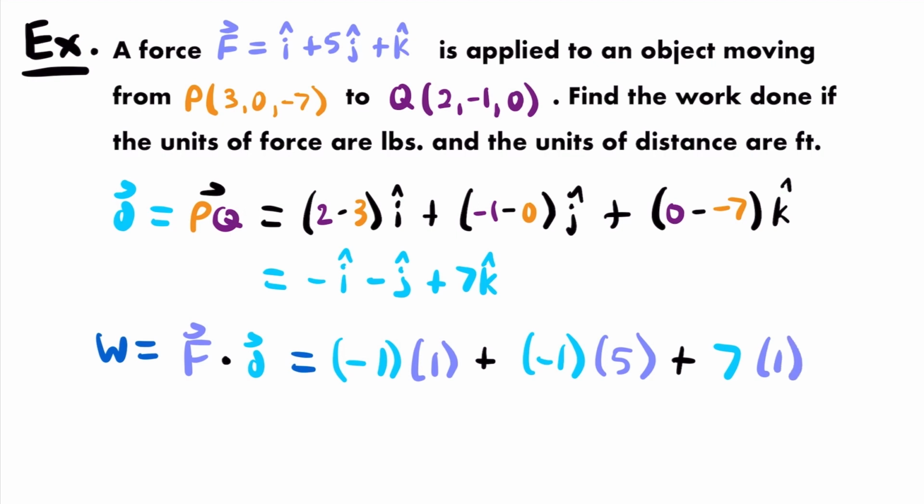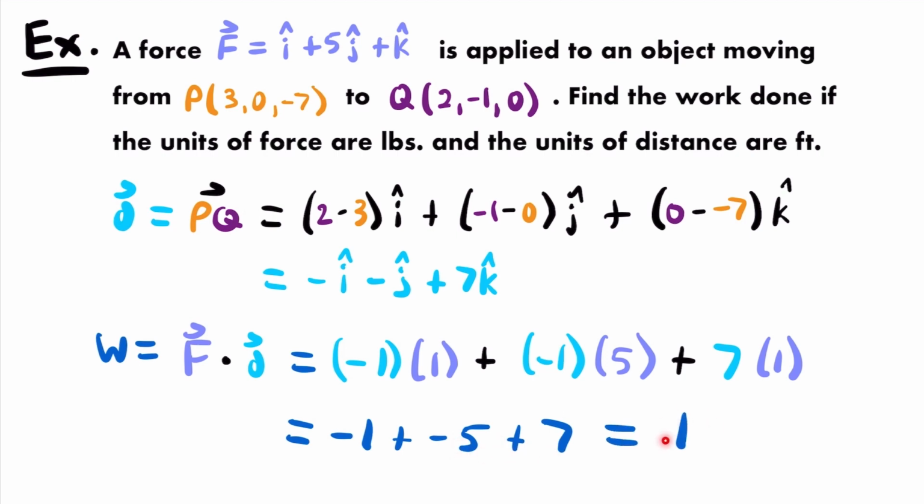Okay? Now if we simplify, -1 times 1 is -1. So this is equal to -1 plus -1 times 5, which is -5. So we have -1 plus -5 plus 7 times 1, which is 7. So -1 plus -5 is -6, plus 7 will give us an answer of 1.